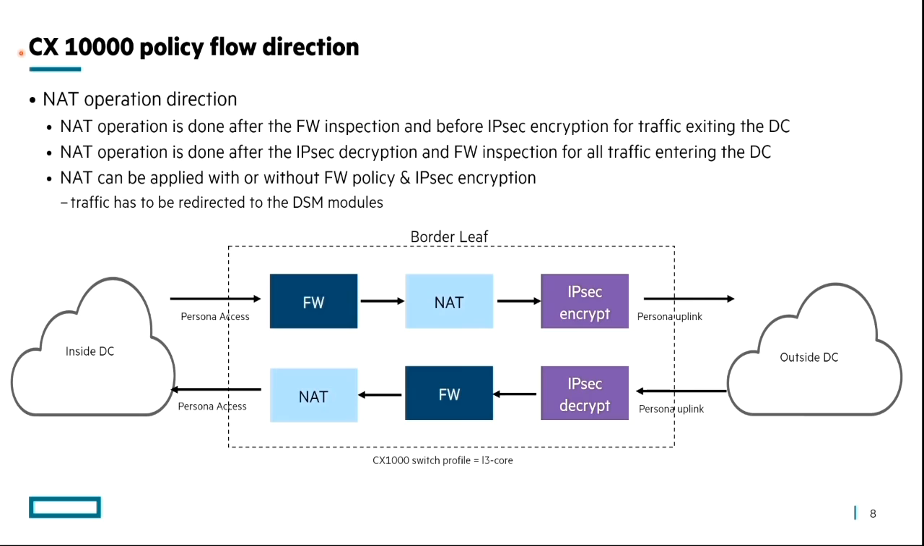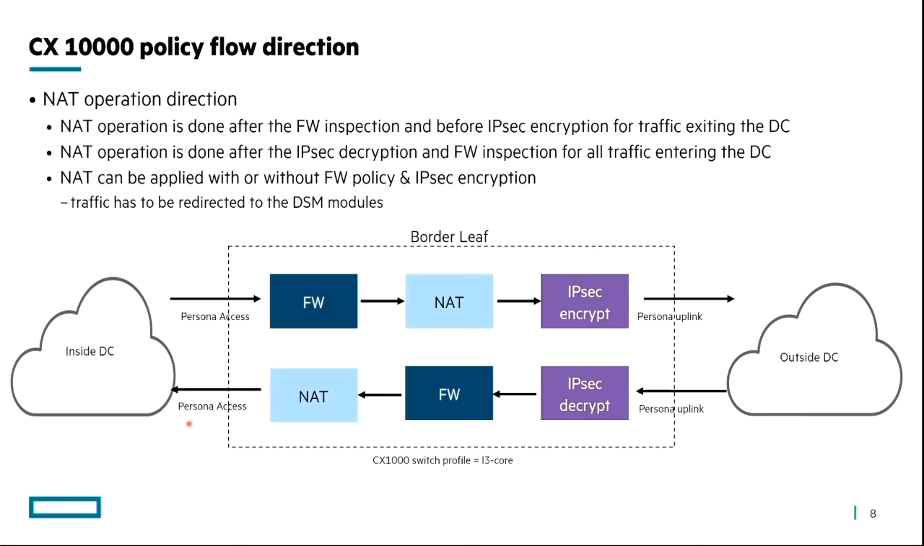So let's take a look at the CX10000 policy flow direction. From inside the DC going out on egress to outside of the DC to the WAN, for example, we have the firewall inspection followed by the NAT policy application, and then the IPsec encryption if it's required. Coming from outside the DC into the inside of the DC, it's reversed. We've got the IPsec decryption followed by the firewall inspection, and lastly at the very end we have the NAT inspection. That's the flow coming in.